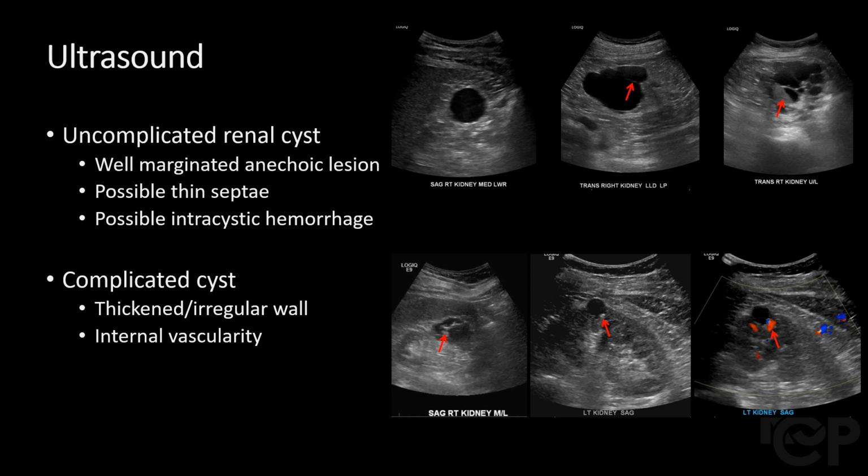Ultrasound is the most commonly used modality to evaluate renal cysts because it is very good at characterizing cysts, it's inexpensive, and does not use ionizing radiation. It's also very widely available.